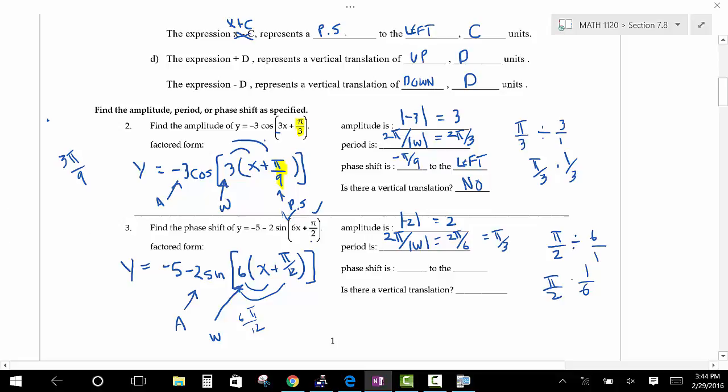Now, what is the phase shift? Is the phase shift pi over 2 or is it pi over 12? Pi over 12. It's got to be in the factored form. And which way because of the plus sign again? To the left. Good. Okay, so we're going to say negative pi over 12. We just say negative pi over 12 because it's a left.